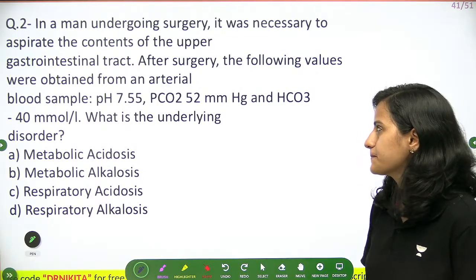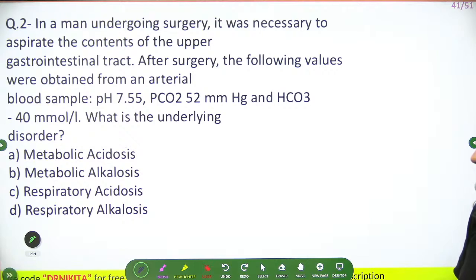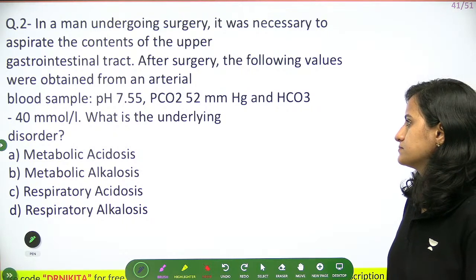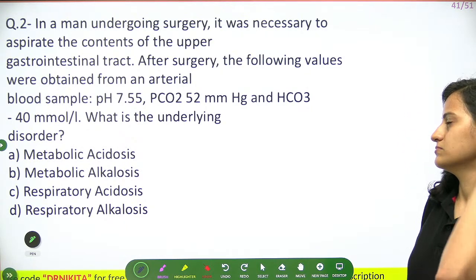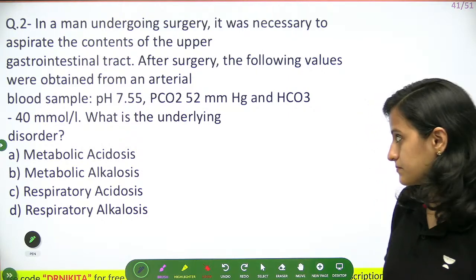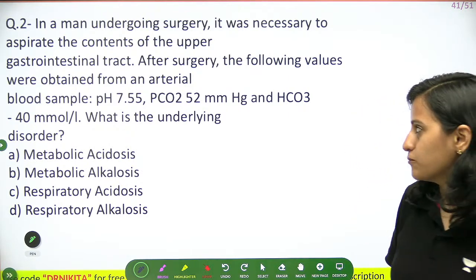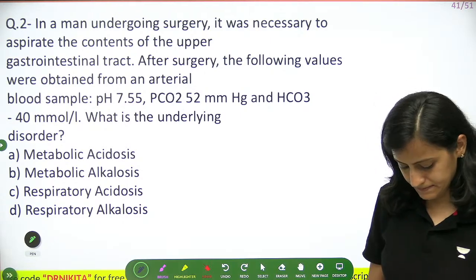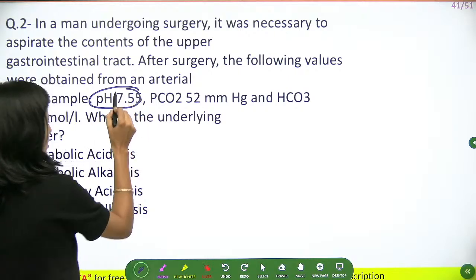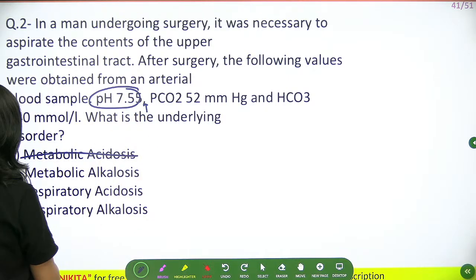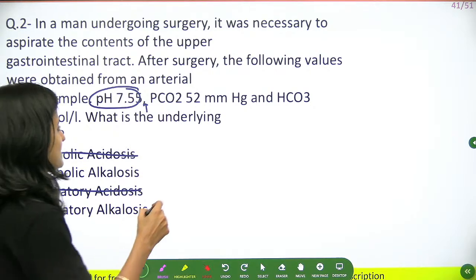Next, what is this disorder here? What do you think is this disorder here? Absolutely right. See, first thing, pH 7.5 increased, alkalosis. So acidosis is out. Metabolic or respiratory, look at PCO2 52, more than 40. Bicarbonate 40, more than 24, it is increased. So basically, it's all increased. So this is your metabolic alkalosis. In respiratory, the changes go opposite.